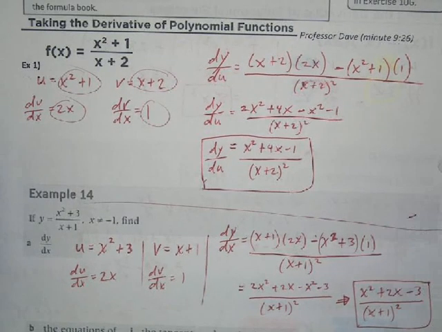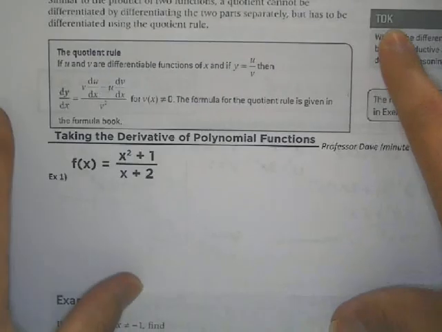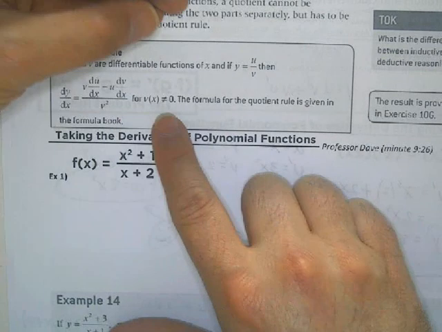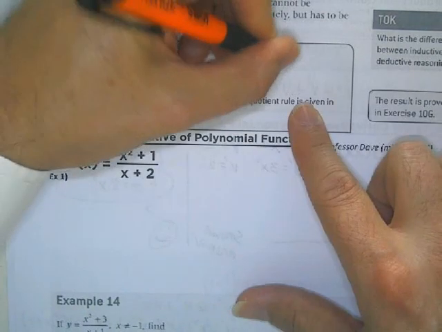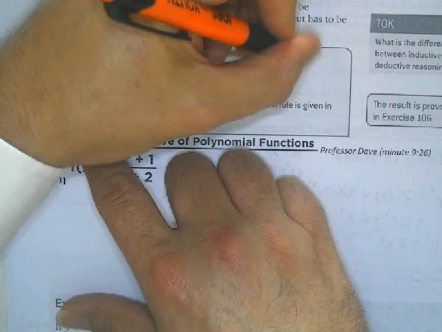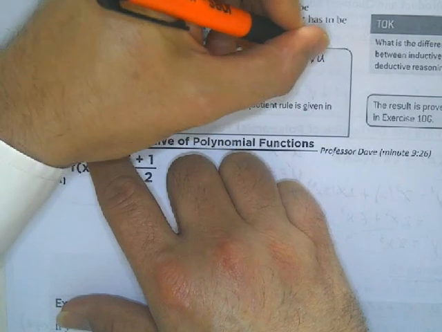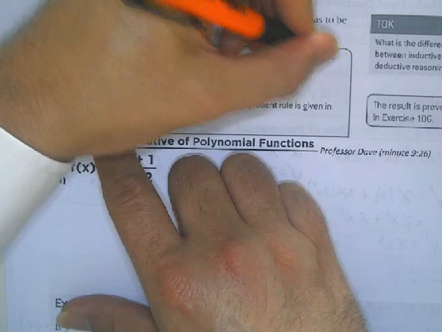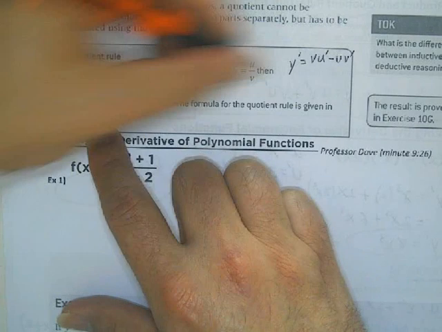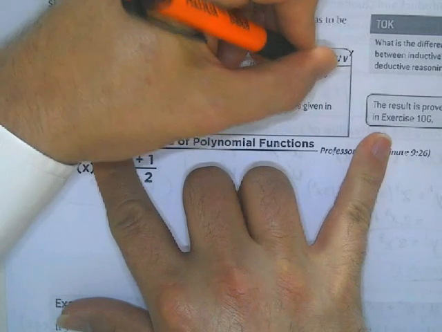Okay, so now we're going to talk about quotient rule. I'm just going to do it because I don't want to give it away yet. Okay, so quotient rule has this formula, and it looks kind of messy like this. So I'm just going to rewrite it here as y prime is equal to (v times u prime minus u times v prime) divided by v squared.